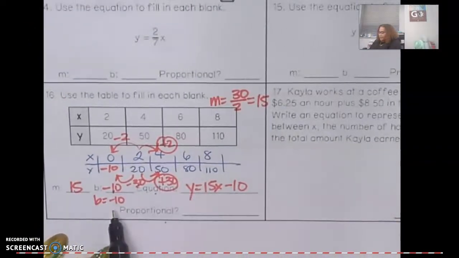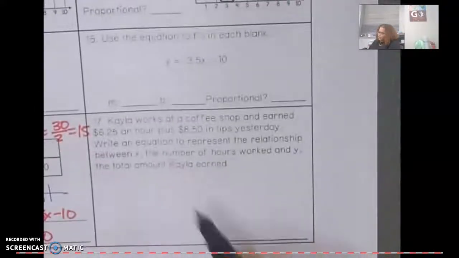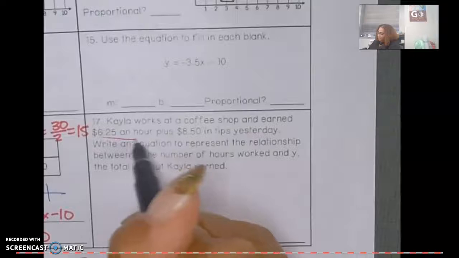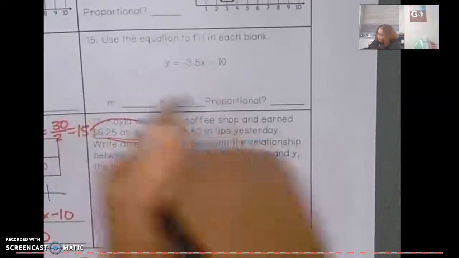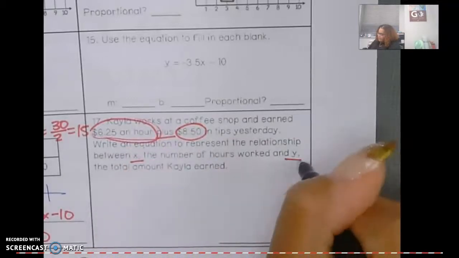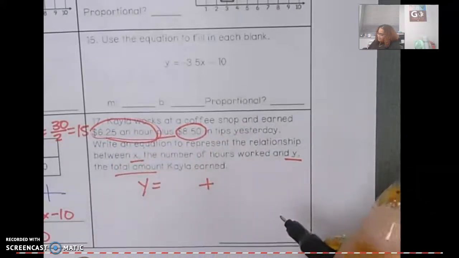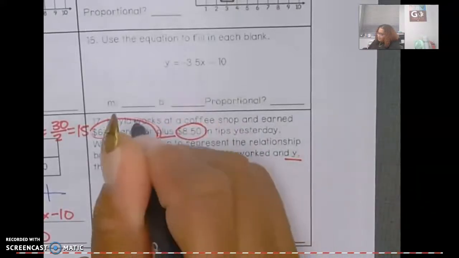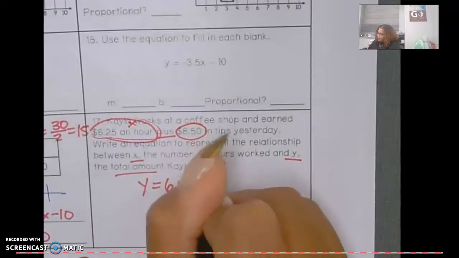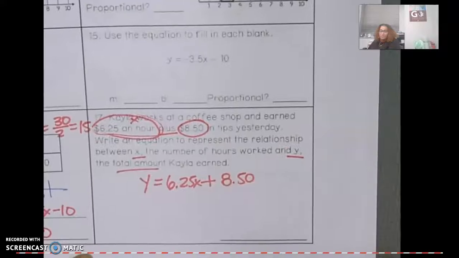And because this has a y-intercept of anything other than 0, this is not proportional. Over here it says Kayla works at a coffee shop and earns $6.25 an hour, plus $8.50 in tips yesterday. Write an equation to represent the relationship between x, the number of hours worked, and y, the total amount Kayla earned. So y is her total, meaning I'm adding something, and x is the number of hours she worked. So this is 6.25x plus the $8.50 in tips. Y equals 6.25x plus $8.50.